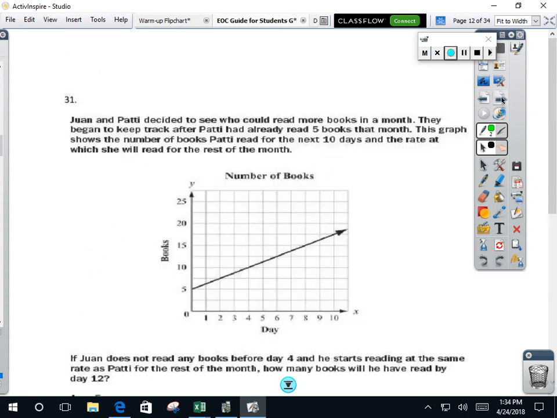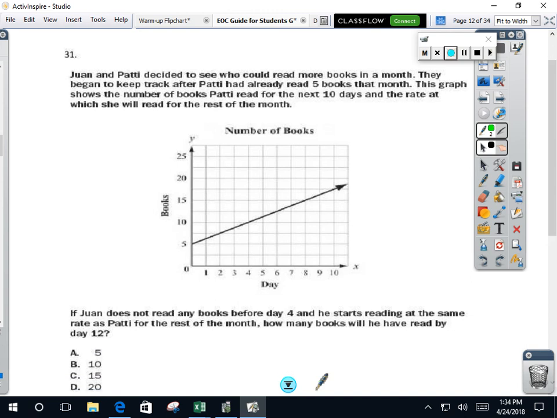Okay, number 31. Juan and Patty decided to see who could read more books in a month. They began to keep track after Patty had already read 5 books that month. This graph shows the number of books Patty read for the next 10 days and the rate at which she will read for the rest of the month. If Juan does not read any books before day 4 and he starts reading at the same rate as Patty for the rest of the month, how many books will he have read by day 12?